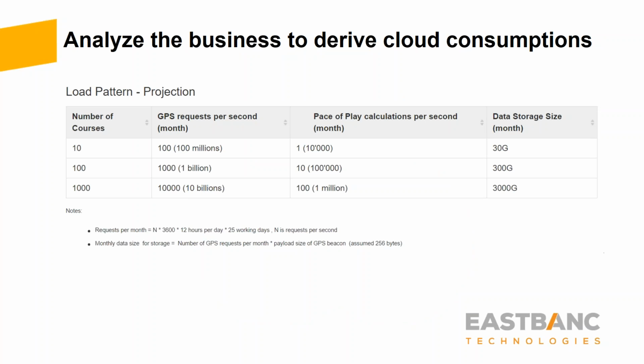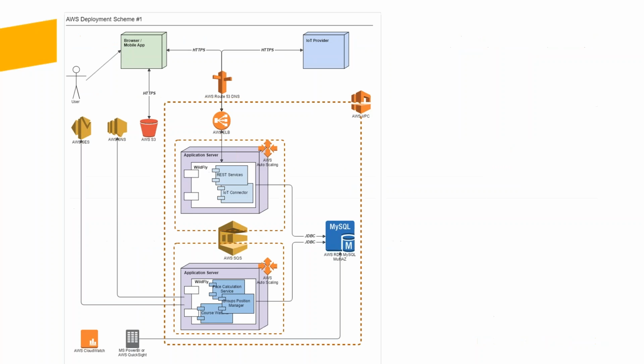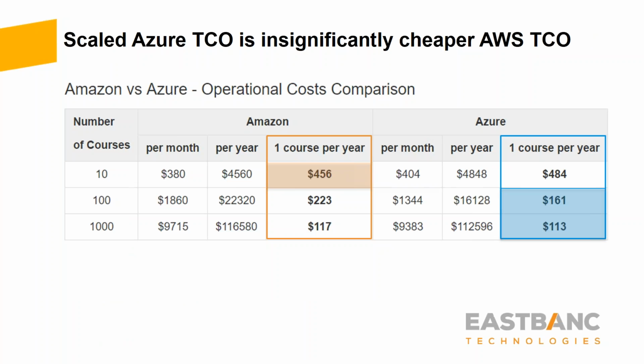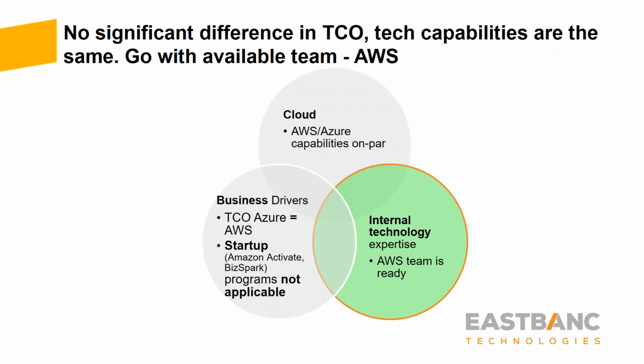And what we did, we just tied the business objective of the courses to the consumption of the cloud. And then we did the architecture on Amazon as well as on Azure. Based on price, we saw that there was not so much of a difference. At scale, Azure TCO is a little bit cheaper than Amazon, but it wasn't the main factor because there wasn't enough money in the differences.